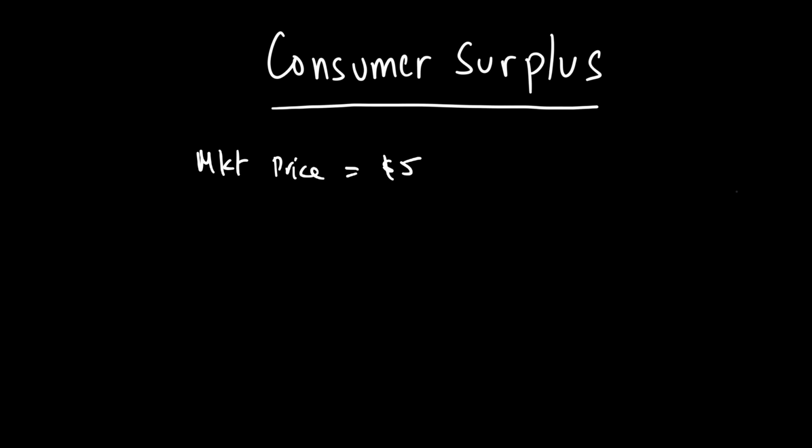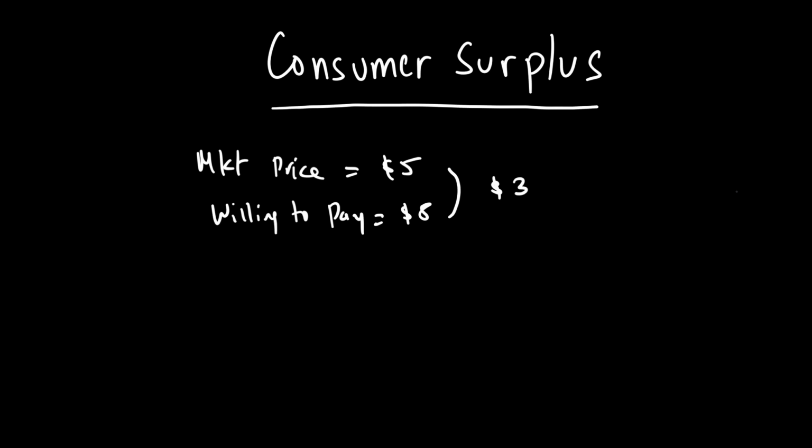But let's say I like the shirt a lot and I'm willing to pay much more, let's say $8. So this means that there is some welfare gain I'm having. The welfare gain is the $3 that I'm gaining because what I'm willing to pay is more than what I actually end up paying. That welfare gain is what we call consumer surplus.